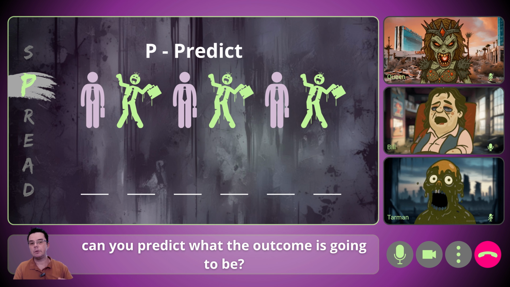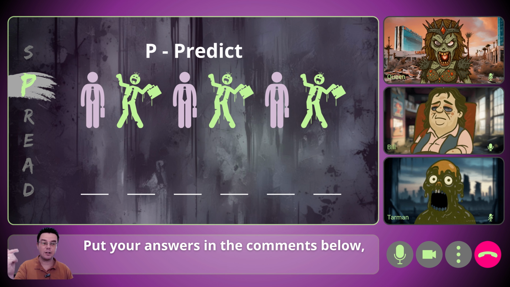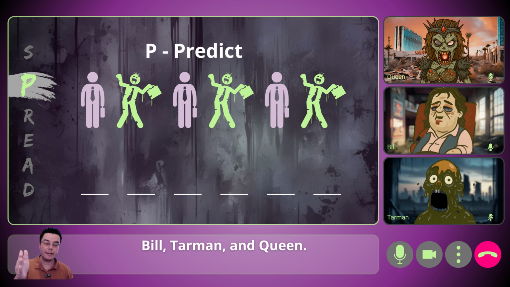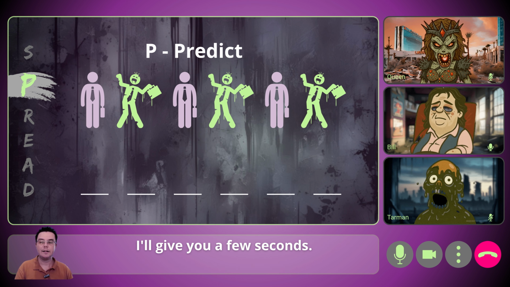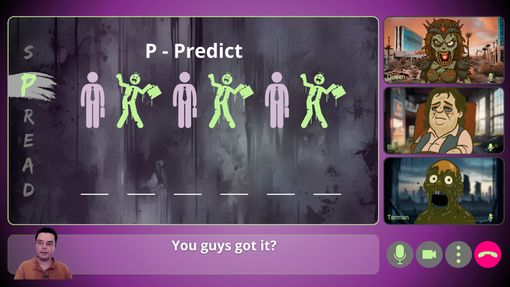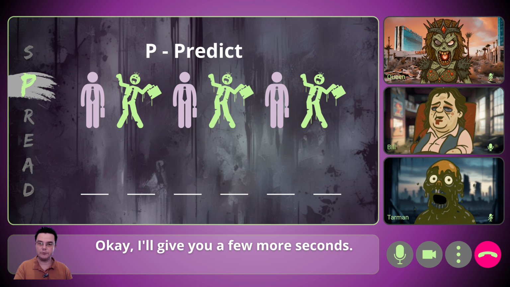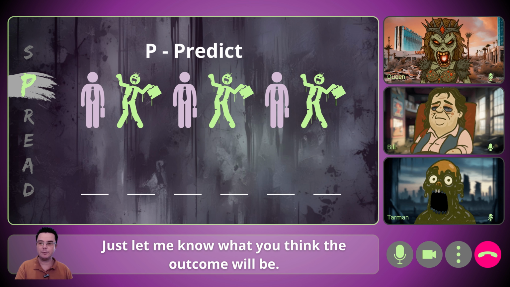In this example, can you predict what the outcome is going to be? Put your answers in the comments below, Bill, Tarman, and Queen. I know you know the answer to this one, but let's see who can get it. I'll give you a few seconds. You guys got it? Okay, I'll give you a few more seconds. Just let me know what you think the outcome will be.